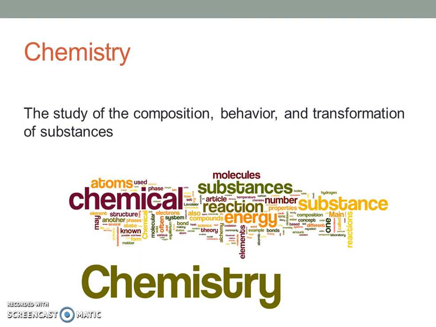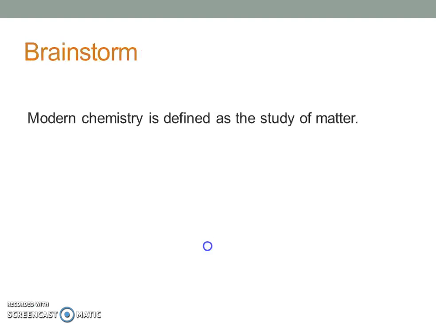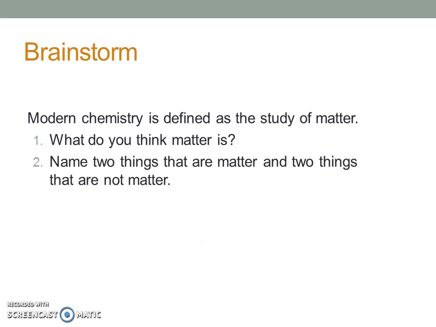Here is a definition of chemistry: the study of the composition, behavior, and transformation of substances. Modern chemistry is defined as the study of matter. So I want you to think about, what do you think matter is? Go ahead and pause for a second to think about this. Now try to think of two things that are matter and two things that do not fit into that category.